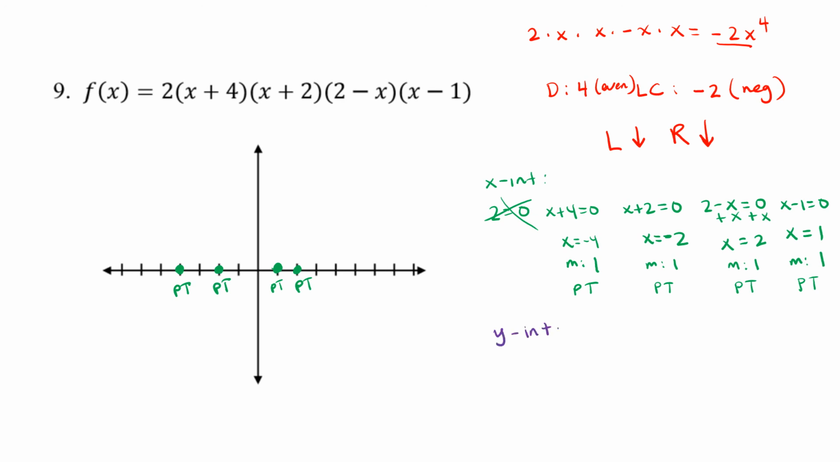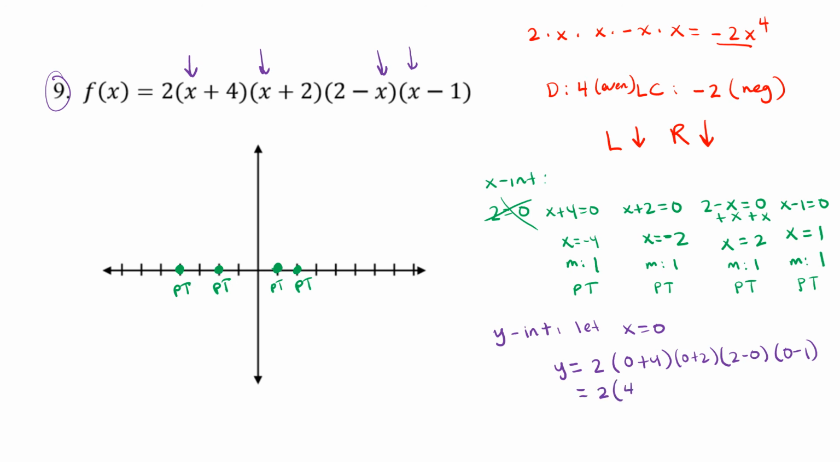The last thing and the most commonly forgotten is finding the y-intercept. You need to make sure you find it. To find the y-intercept, again, what we do is we're going to let x equal 0 and solve this equation up at the top, right? So we're going to plug in 0 everywhere you see an x. So we get y equals 2 times 0 plus 4, 0 plus 2, 2 minus 0, and then 0 minus 1. And we can simplify.